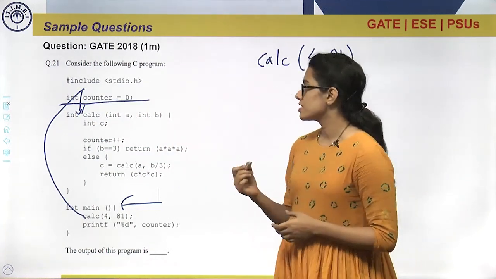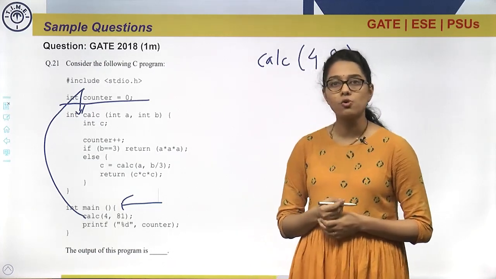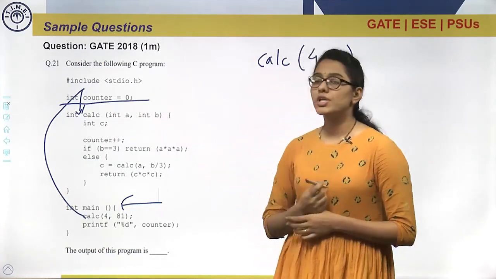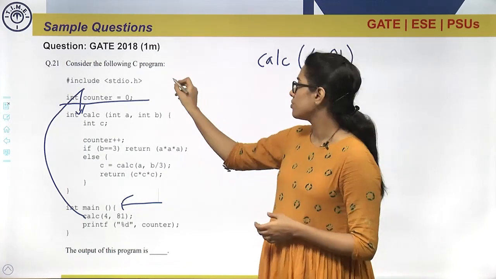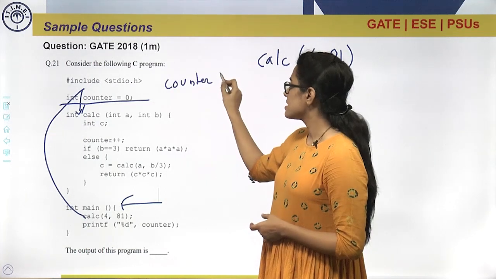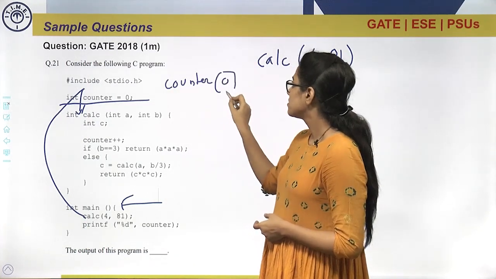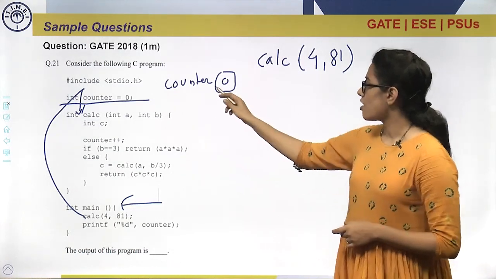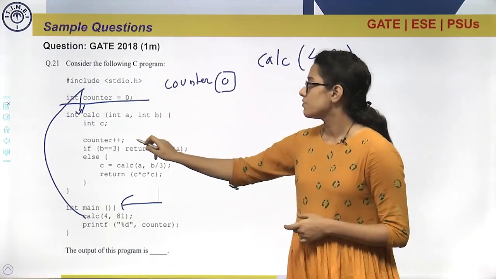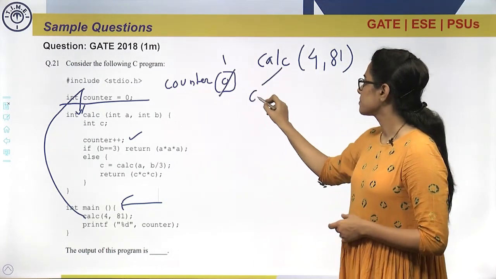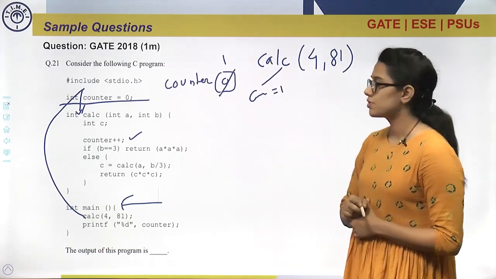Now there is a difference between a global variable and a local variable. This is a local variable, int c, whereas counter is a global variable. So counter will be stored in data memory, whereas this c, that is integer c, will be stored in the stack. Counter is initially 0. The first statement is to increment this counter to 1. The counter will be incremented to 1.